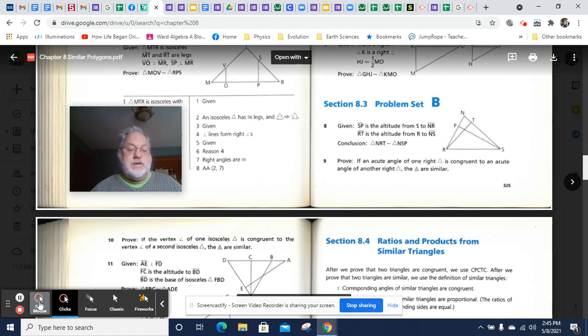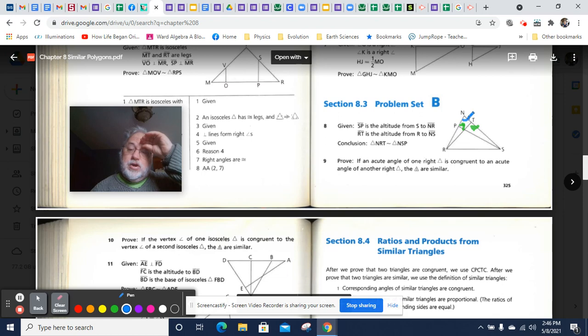This is going to be fairly straightforward to do because we've just established a right angle here and a right angle here, because those are altitudes. And they both share angle N. So you've got two angles, and you are good to go for similarity when you've got two angles congruent. Now, if we prove that an acute angle of one right triangle is congruent to an acute angle of another right triangle, then the triangles are similar.